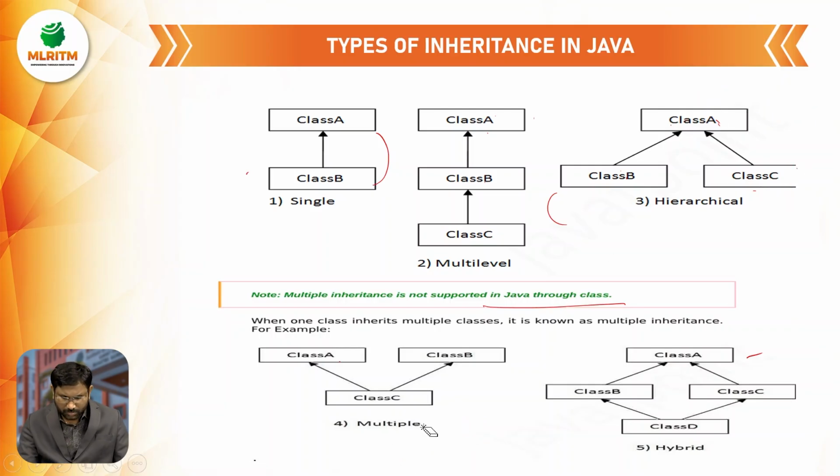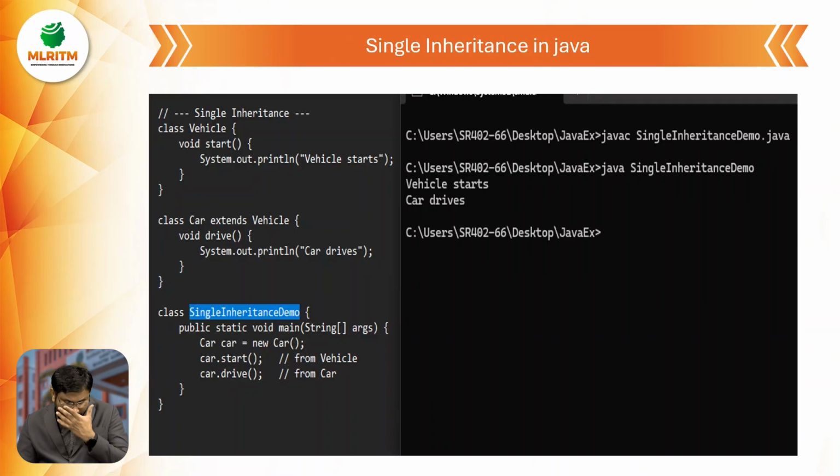Next, we will go to programming for each one. First I will explain single inheritance with the help of a program. In single inheritance, I have taken the parent class name as Vehicle. Here I have written a method and one output, "vehicle starts", which is the output I have to get in the parent class.